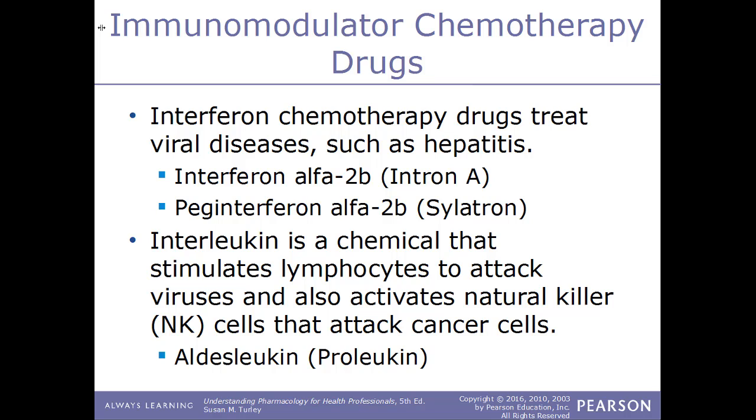Another example of an immunomodulator drug would be interleukin. And interleukin is a chemical that will stimulate lymphocytes to attack viruses and also activates the natural killer cells, or the NK cells, that look for and attack cancer cells. An example of this kind of drug would be aldesleukin, known by its trade name Proleukin.